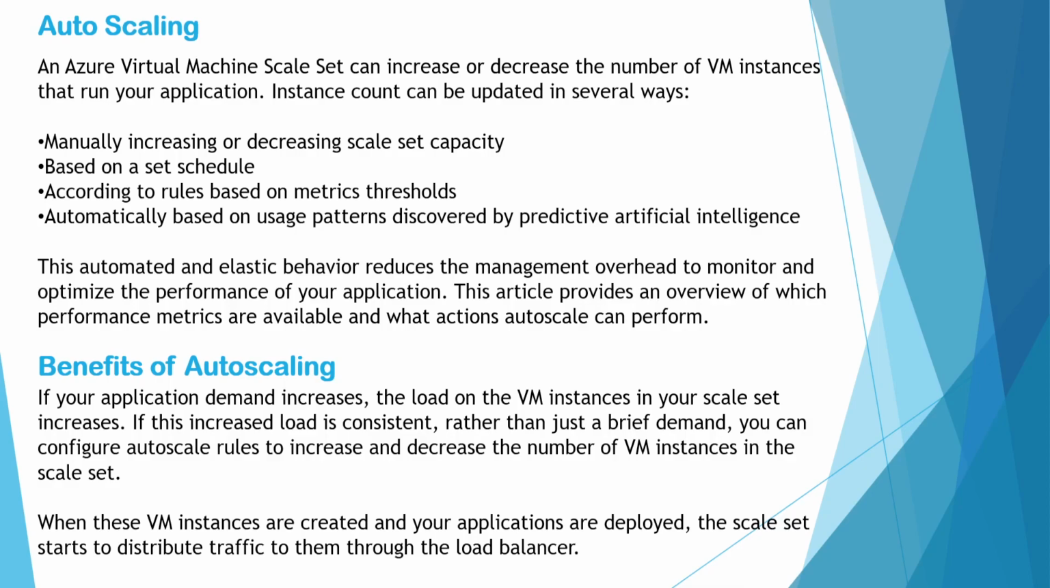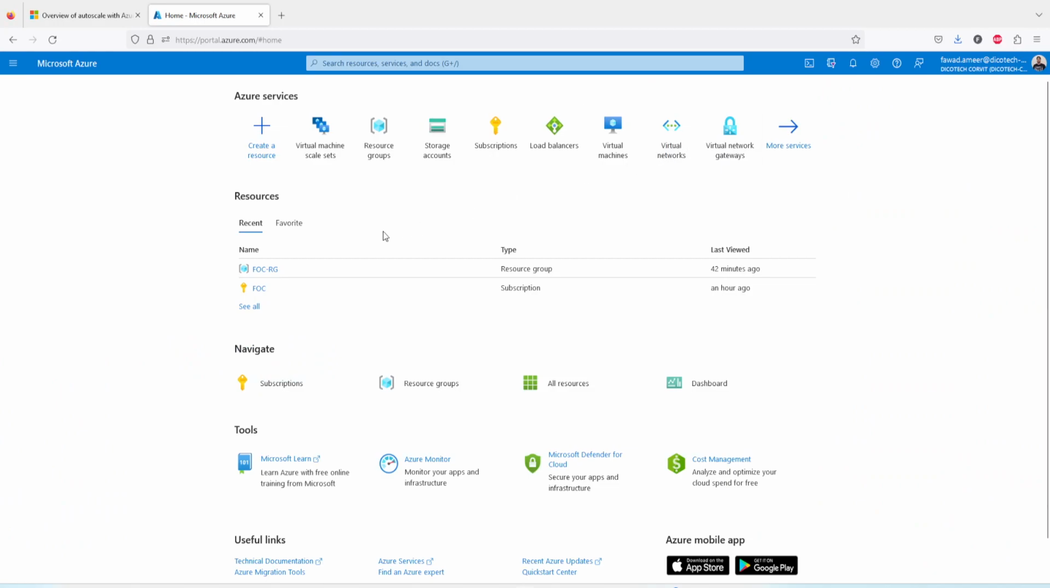So autoscaling supports manually increasing or decreasing the capacity based on a set schedule. You can specify a schedule when you want to increase or decrease the capacity, and also do it automatically based on the discovered traffic intelligence. Right? The benefit is if your application demand increases and the load on the VM increases, then as I mentioned, it will increase the VMs based on your configuration, scale up or scale out. So let's dive into our production environment and see how we can configure it.